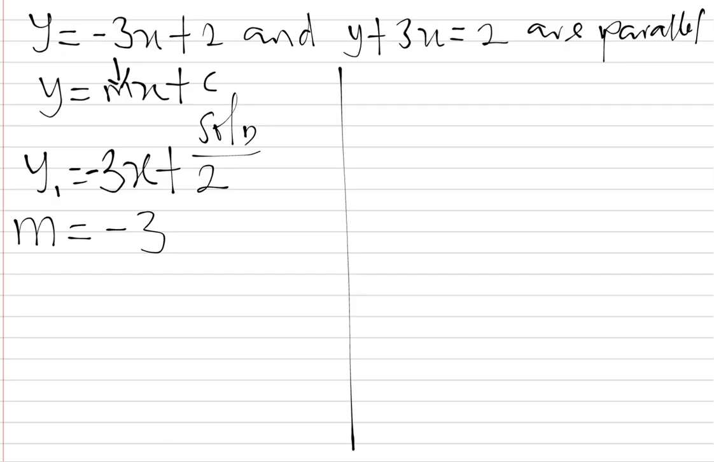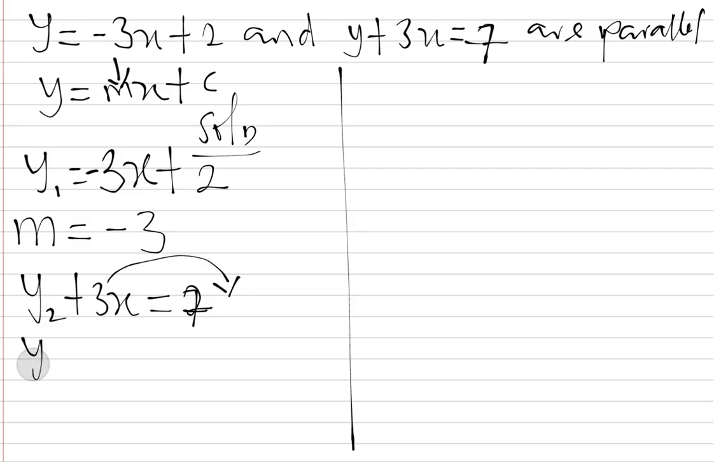Now let's see our second one, y2. They say y2 plus 3x is equal to 7. Sorry, it is equal to 7, not 2. All right. So all I need to do is to make y the subject of the formula. So that means I'll transfer this 3x to this side. So we have y2 equals 7 minus 3x. If you rearrange it, that will give you y2 equals what?